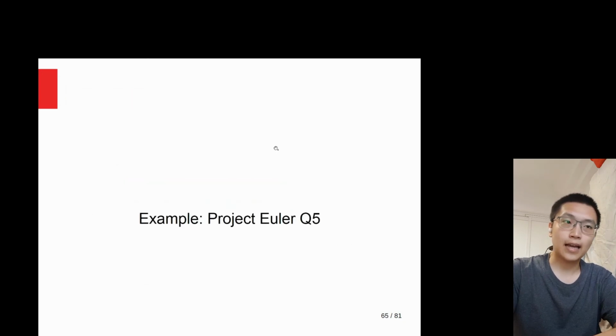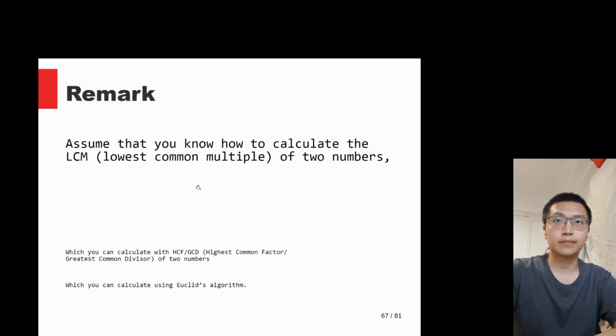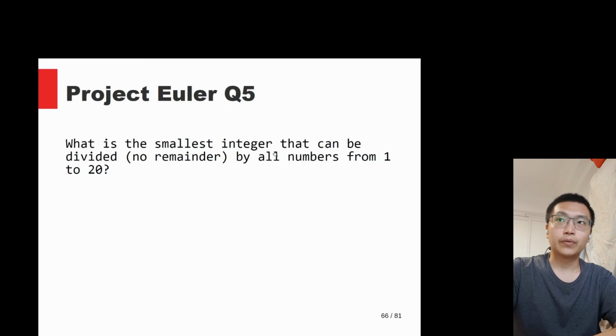And so let's demonstrate how this could be useful using, let's say, Project Euler question 5. What is the smallest integer that can be divided with no remainder by all numbers from 1 to 20? So we want to find the smallest number that can be divided evenly, with no remainder, by all numbers from 1 to 20.